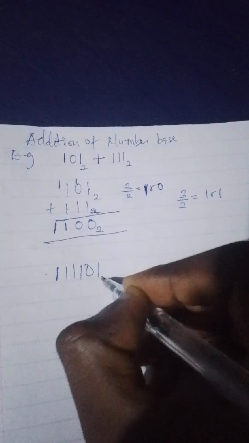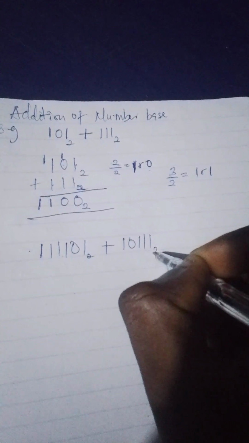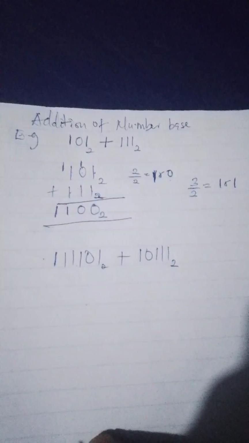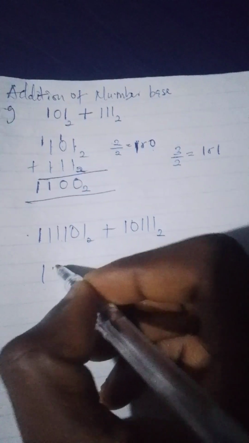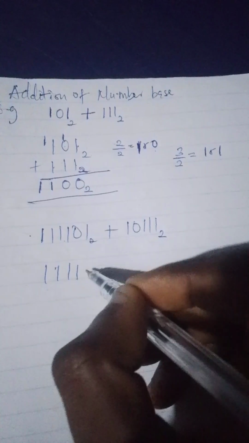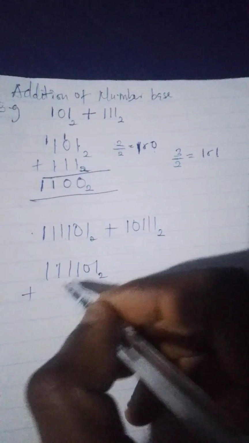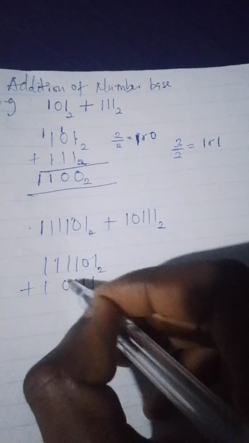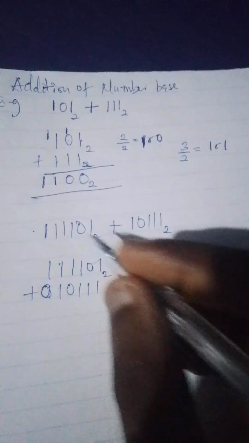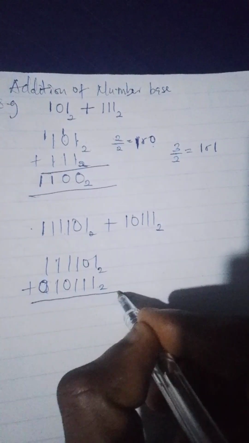Now let's look at another example. Let's say we have 111101 base 2 plus 10111 base 2, and we are asked to add them. If you want to add these two binary numbers, you use the same approach. 111101 base 2 plus 010111, where a 0 is added to fill up the empty space.